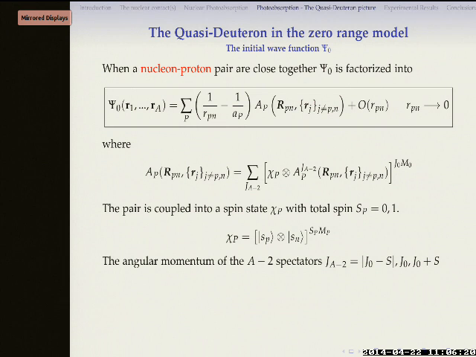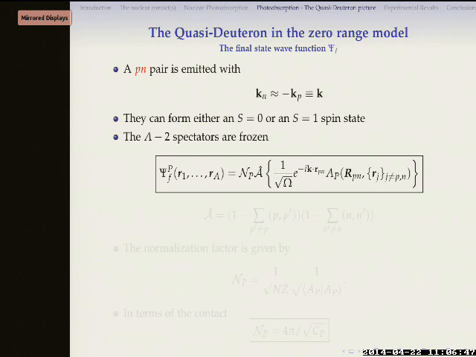Anyway, this is the major difference to what is done in atomic physics, because you have to take these possible spin channels, and you have to consider different angular momentum for the spectator nucleons. But okay, otherwise, this is essentially the same. So this is the ground state. Now we have to consider the final state.